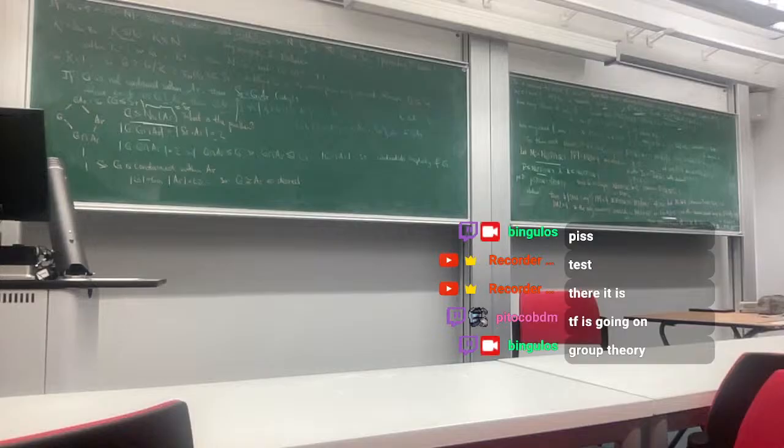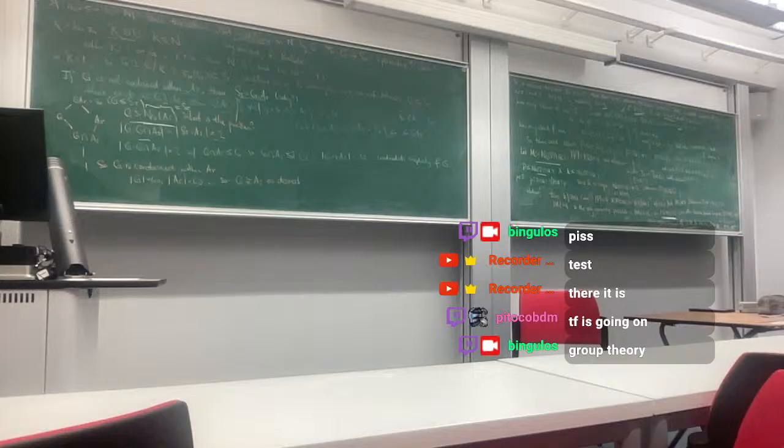Again, the kernel is normal in G. What else? The left cosets. Am I stupid? No, I'm not stupid. We are working with cosets of N. So how many cosets of N are there? There are 5.